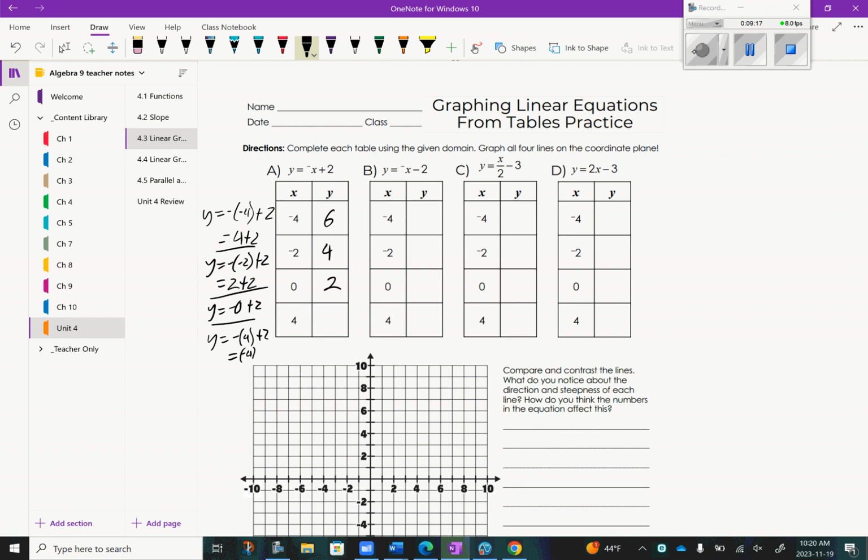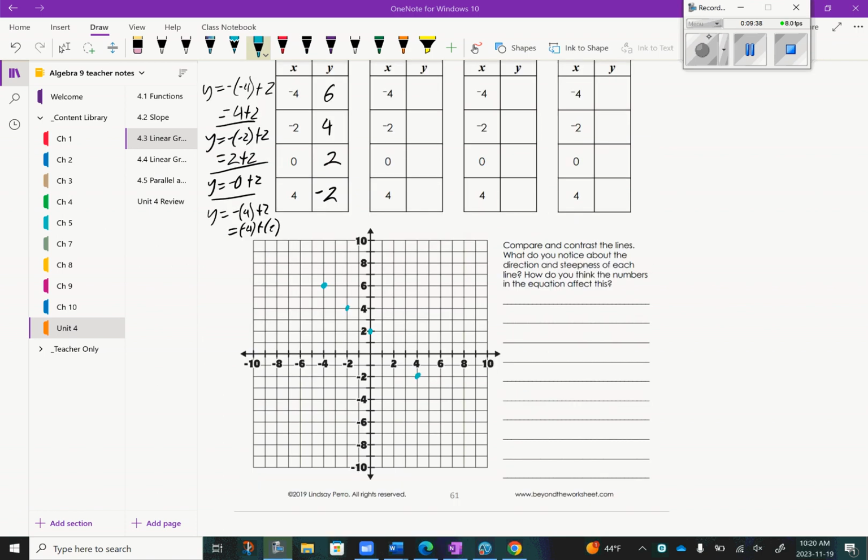And for the last one here, y equals negative 4 plus 2. So negative 4 plus positive 2. Again, those have opposite signs. The difference is 2. The bigger number was negative. So it's a point for negative 2. Then we go ahead and plot those points. Those look like they're lining up pretty well.